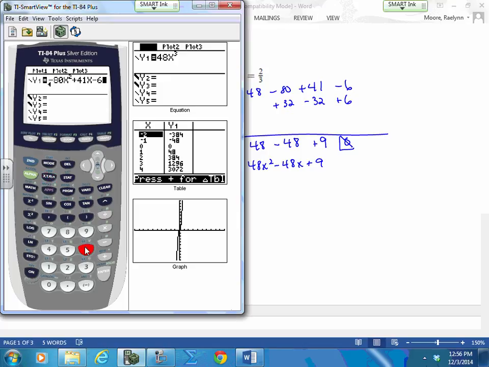Okay. I'm just doing Zoom 6 right now. All we care about is where it crosses the x-axis. All I'm looking for is your zeros. It was plus 41, then what was the rest? Did I mess this up? No, it got it. 48x cubed minus 80x squared plus 41x minus 6. Okay. Now, I did a Zoom 6.